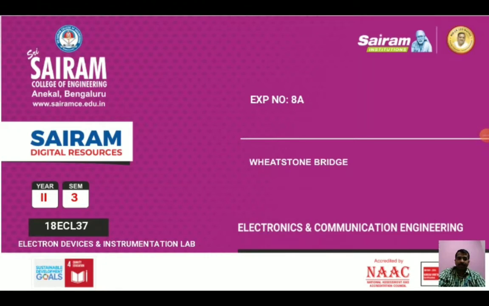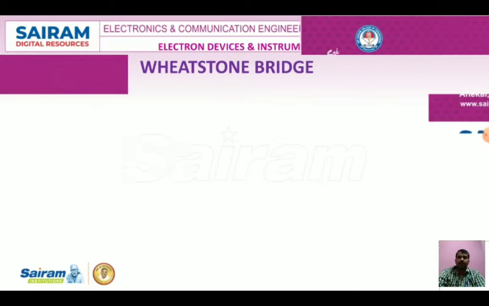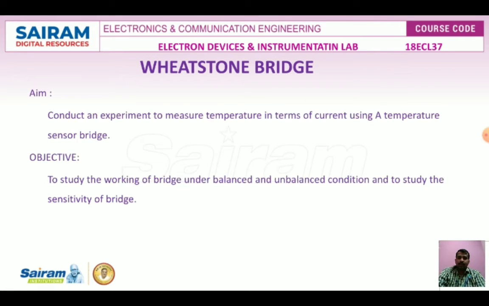Experiment number 8A, Wheatstone Bridge. Aim: to conduct an experiment to measure the temperature in terms of current using a temperature sensor bridge. Objective: to study the working of the bridge under balanced and unbalanced condition and to study the sensitivity of the bridge using a galvanometer.